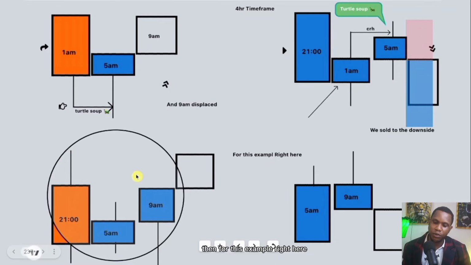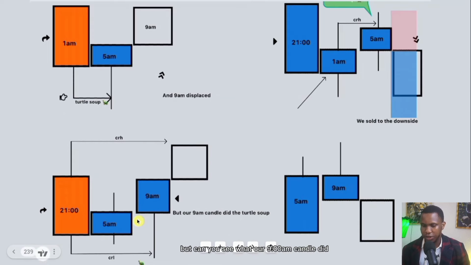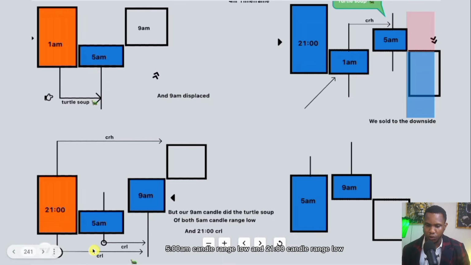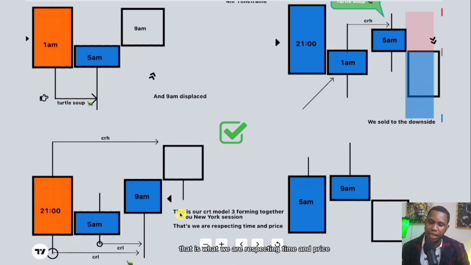Then for this example right here, our 5 a.m. candle couldn't do a total sweep of neither the candle range high or the candle range low of this 21 o'clock candle. It stayed neutral. But can you see what? Our 9 a.m. candle did the total sweep of both the 5 a.m. candle range low and the 21 o'clock candle range low. This is our CRT model tree forming in our New York section. That is what we are respecting: time and price.